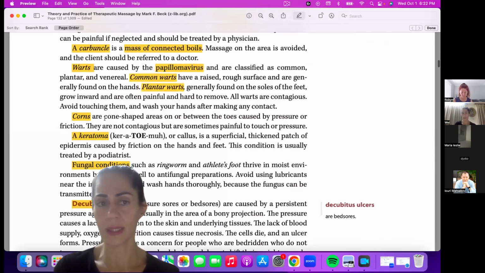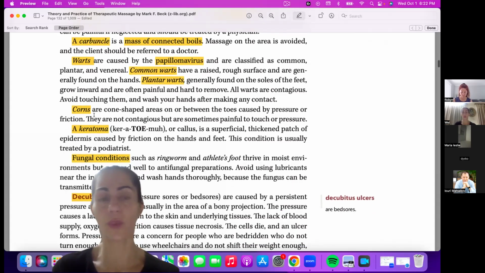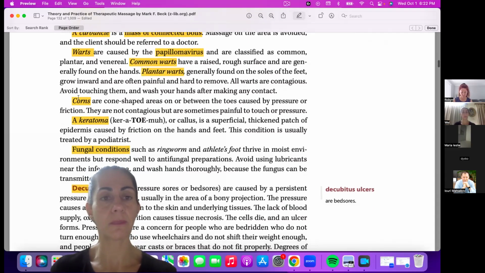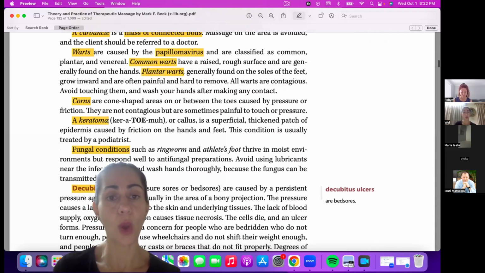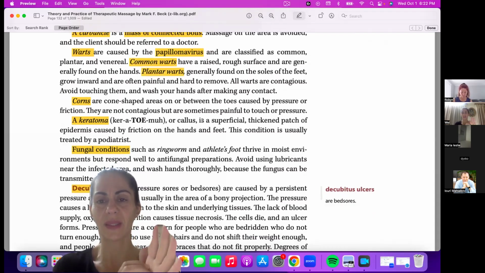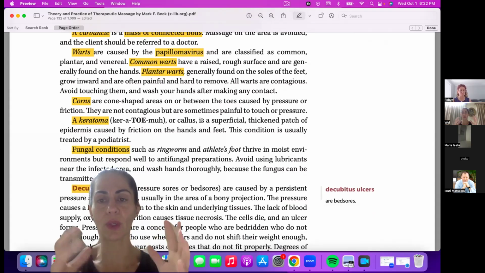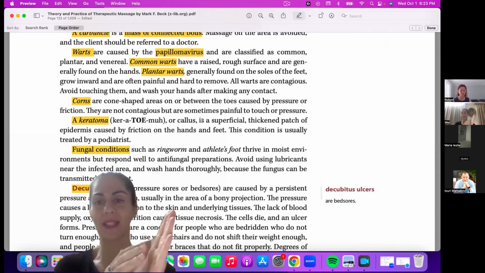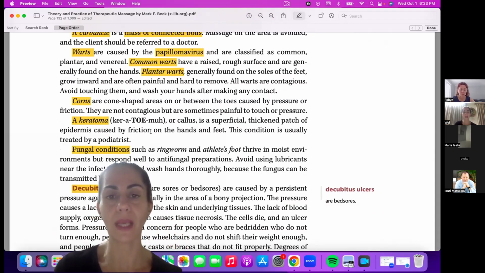Corns are not contagious at all, but they're painful, and sometimes they grow into the sole of the foot. If you do not remove them, they just tend to get bigger. The best solution for this is salt water, believe it or not. A keratoma is a callus, that really thick layer of skin that builds up, like when you go to the gym.